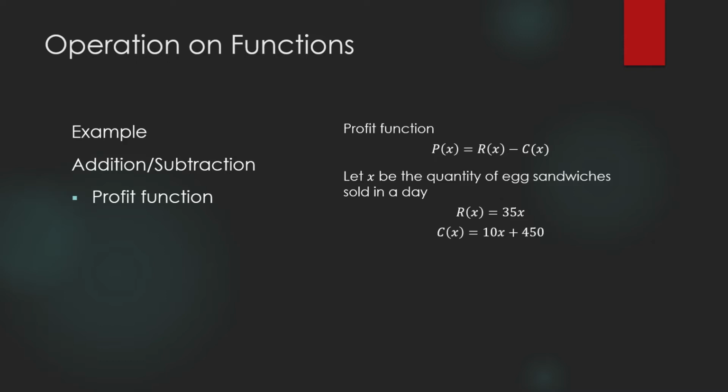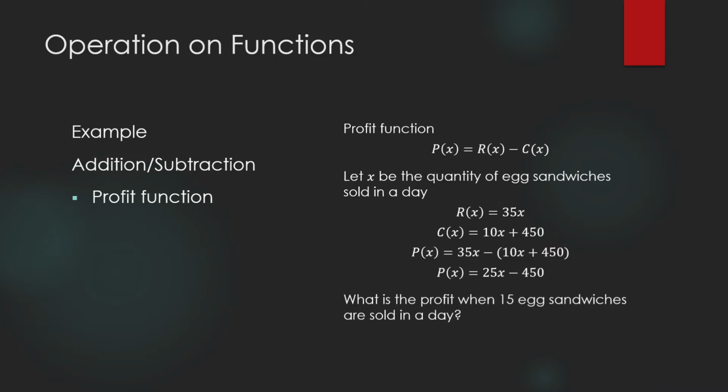So we shall now produce a new function from these two, and we call that the profit function. And we define it in this way: the revenue function minus the cost function. 35 times x minus the quantity 10 times x plus 450. And that is the same as this. P(x) is equal to 25 times x minus 450.